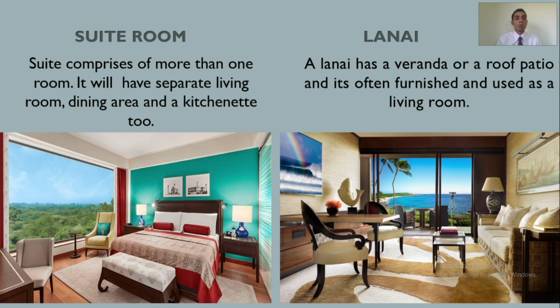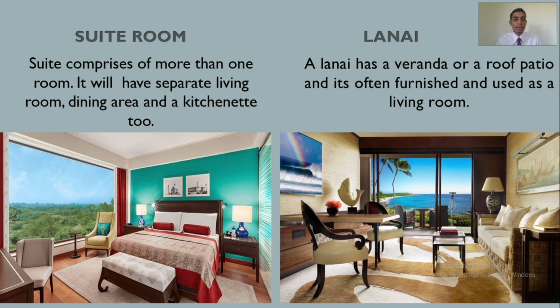Suite comprises of more than one room. It will have a separate living room, dining area and a kitchenette too. Now as we can see the beautiful picture of suite. Now suite also, there are different types of suite, like we have junior suite, presidential suite, then we have royal suite and so many suites. Then according to the type of suite, the facilities and amenities, the type of room, size of the room differs from one suite to another suite.